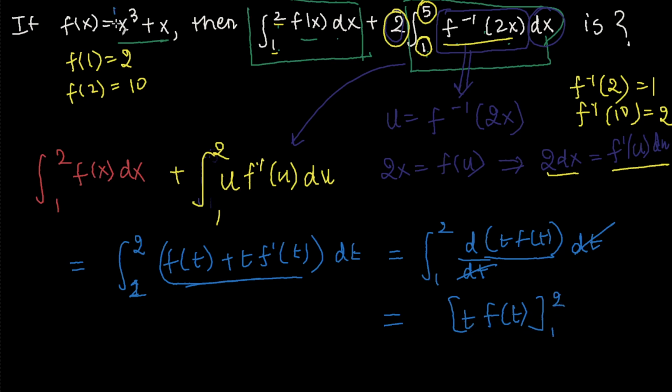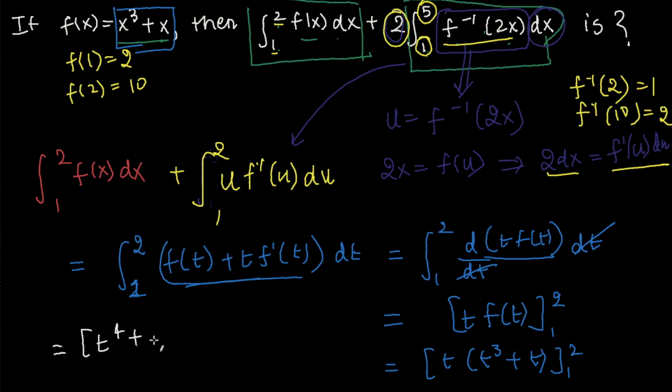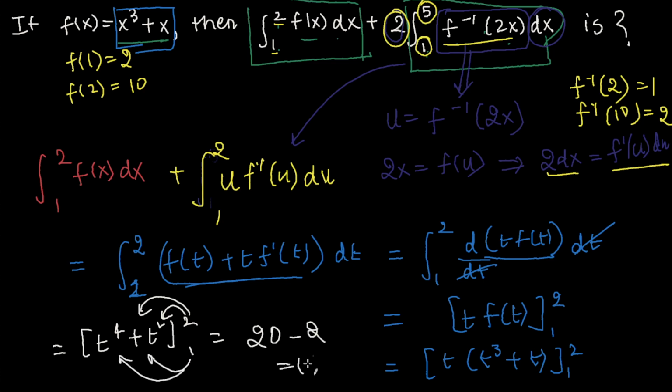f of t is just this thing right here, just put in t instead of x. So this is t times t cubed plus t from 1 to 2, and this is equal to t to the power 4 plus t squared from 1 to 2. So plug in 2 right there, that gives you 16 plus 4, that's 20. Minus, plug in 1 right there, so you get 1 plus 1, that's 2. This is equal to 18.